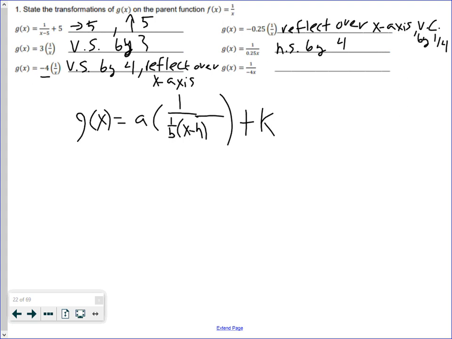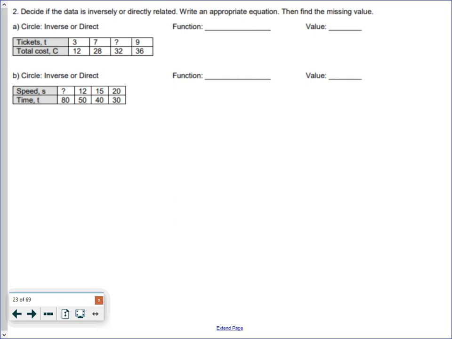And then we have 1 all over negative 4x. If we have a negative 4x, that means we have a 1 over 1 over 4. So that means our b value is 1 over 4. So it's a horizontal compression, HC for short, horizontal compression by 1/4. And since our b is negative, we reflect over the y-axis. All right. So let's keep on going.